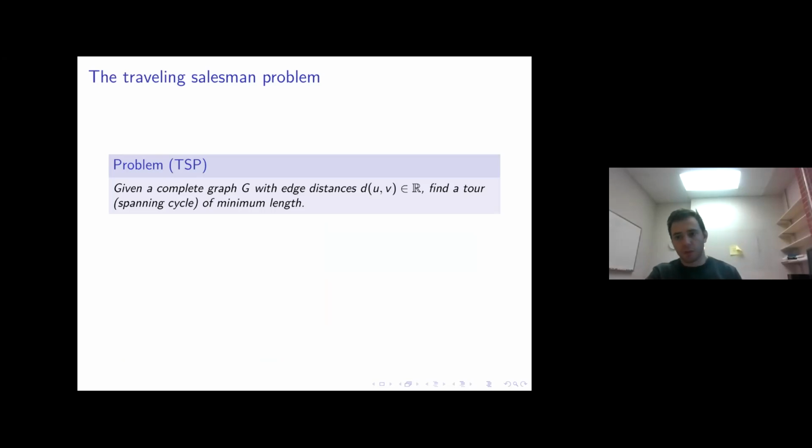First, I'm going to introduce the problem and some of the background and history, and try to motivate why people care. The traveling salesman problem is an old problem. Given a complete graph with weights on the edges, or distances equivalently, you want to find a tour, or equivalently a spanning cycle, of minimum length.